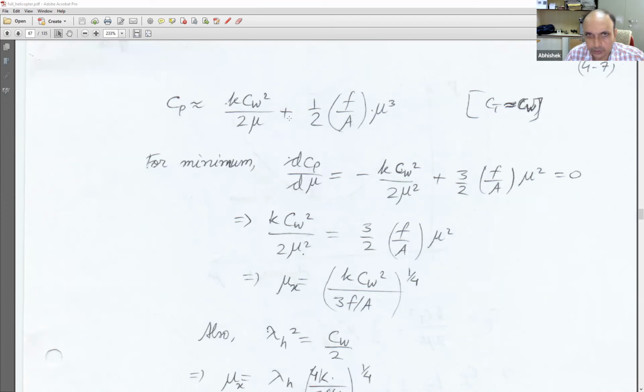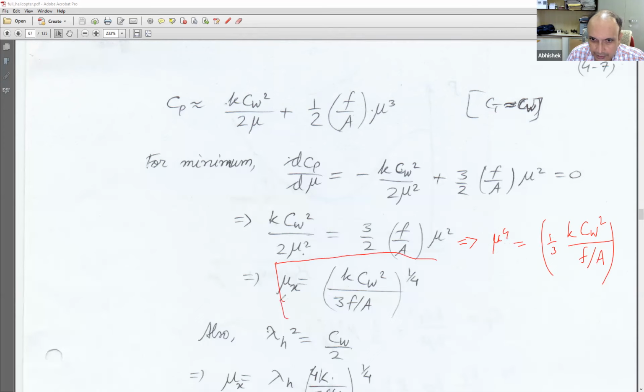Okay, because this, as you can see, gives me mu to the power 4 equals 1 by 3 kappa CW square by F over A. Okay, so that's what we end up getting. So it comes out to be this mu x. So this is my approximate formula for velocity, or rather in this case mu, for best endurance, which I'm denoting using mu x. So this is the condition for best endurance.